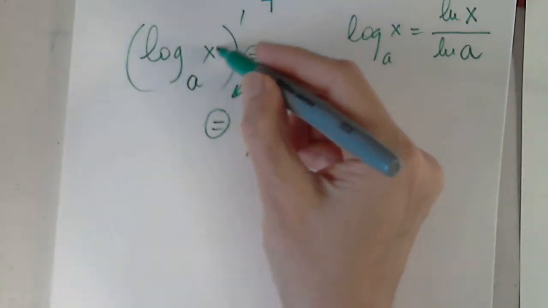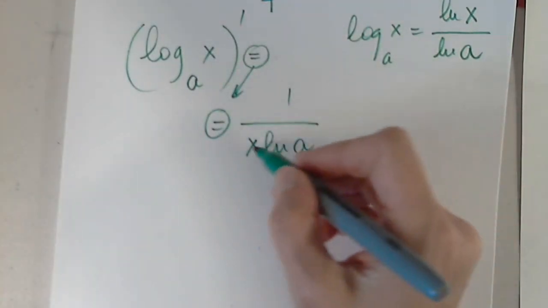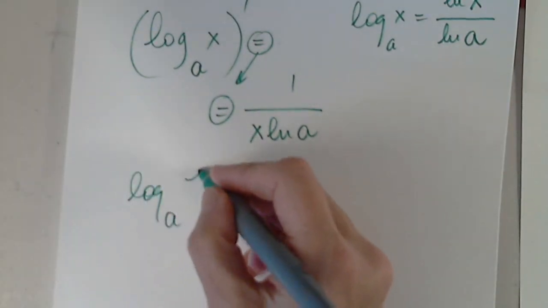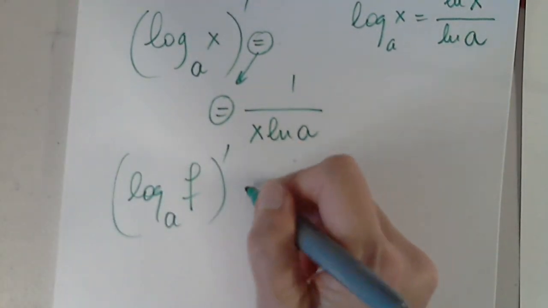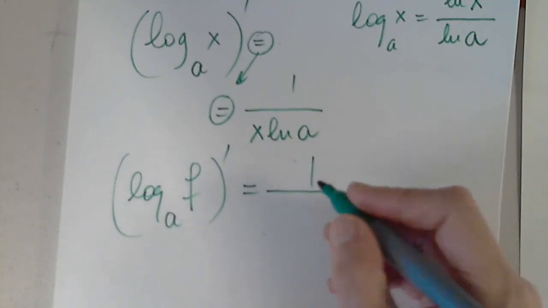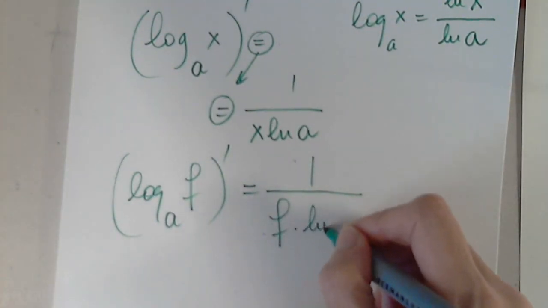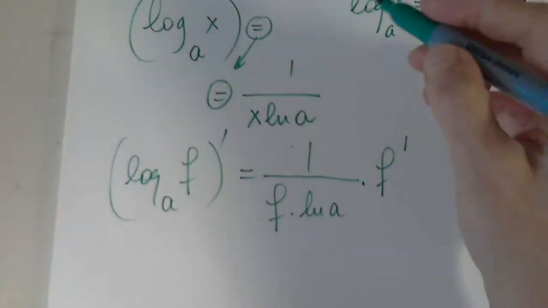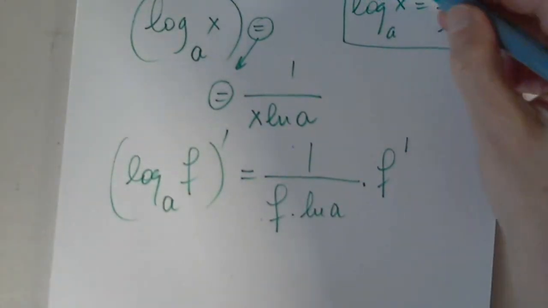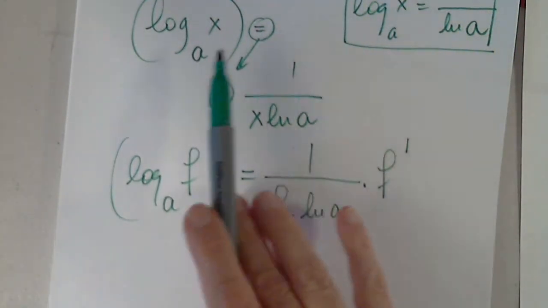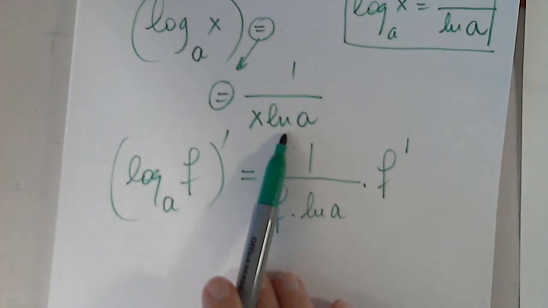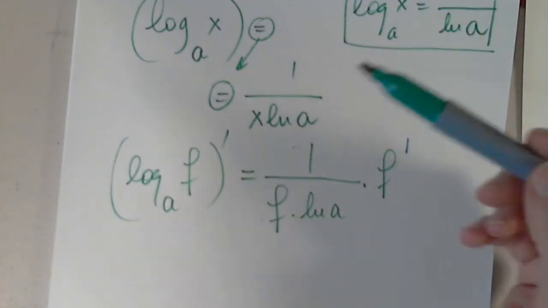And obviously, if this is a function, I'll multiply by the function prime, and here I have the function. So log base a of a function prime is 1 over the function times natural log a times the function prime, because of the change of base. So log base a of x is this. It's a constant. This stays as is. But I have to differentiate natural log, which is 1 over x.